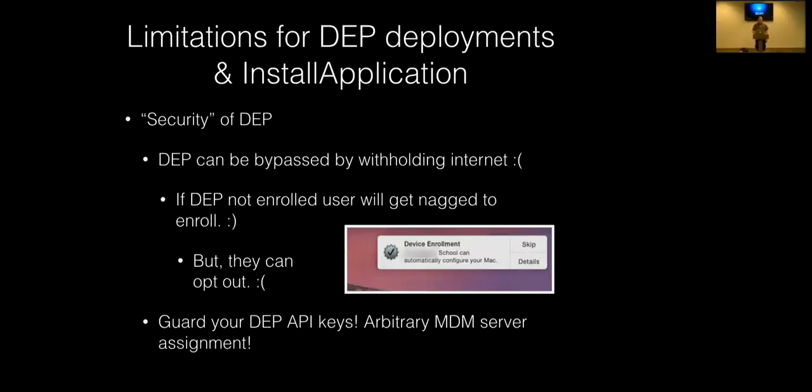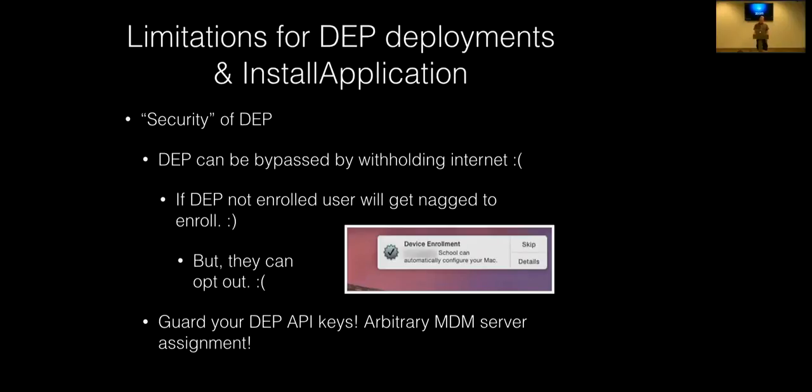Okay, just a couple of things. What happens if DEP gets bypassed for whatever reason? The person doesn't get the device on the internet quickly enough, or something like that. Essentially, they can just bypass it, and it'll set up like a normal iOS device or a normal OS 10 device. However, if DEP is not enrolled, the user will get nagged to enroll for OS 10, and you'll get a little dialogue that looks like that on your screen. However, the user can opt out. So what's the use of that?